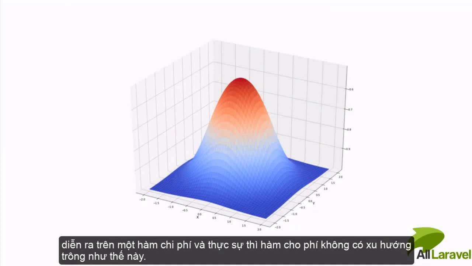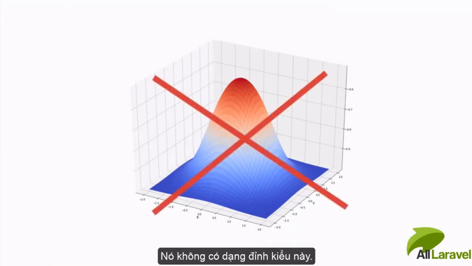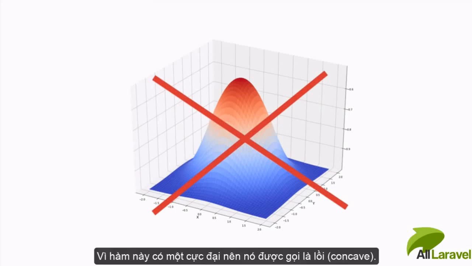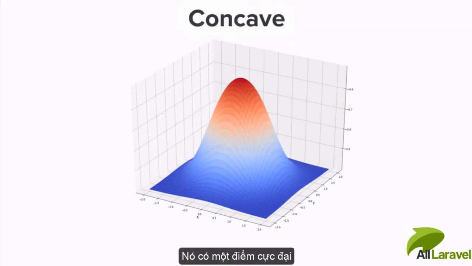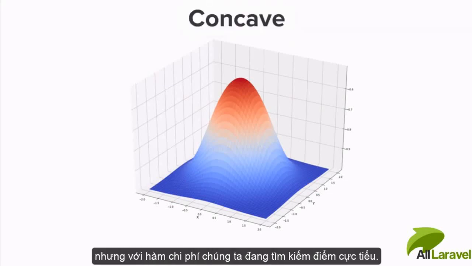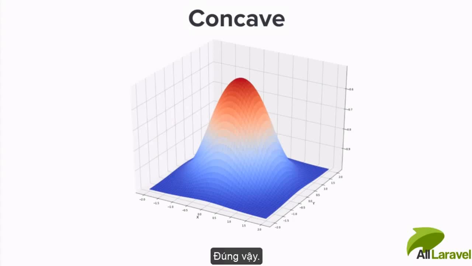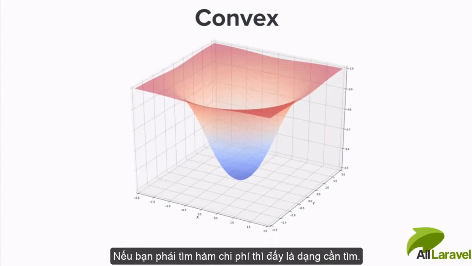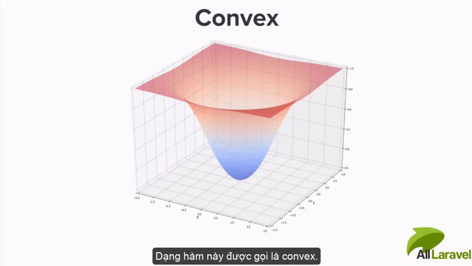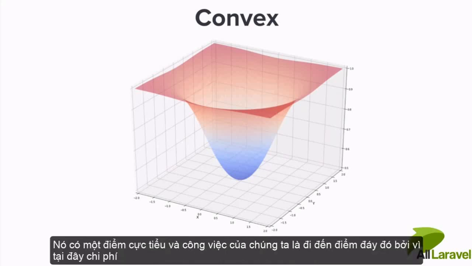And the cost function actually doesn't tend to look like this. It doesn't have a peak, if you will, right? Because if a function had a peak, then it would be called concave. It has a maximum. But with our cost functions, we're going to be looking for minimums, right? So if you imagine that mountain flipped upside down and all you've got is a valley that you have to find, then your cost function is going to look more like this. This is a kind of function that's called convex. It'll have a minimum, and our job is to get to the bottom of it, because that's where the cost is lowest.